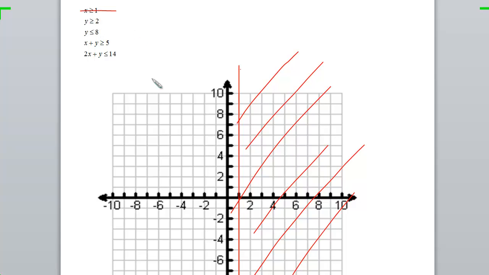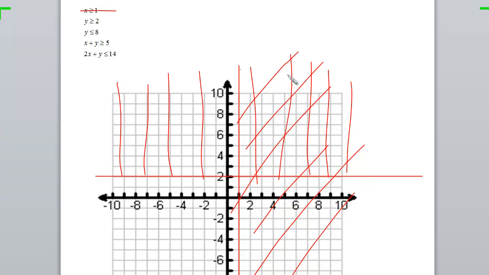So that one's done. Second one, y is greater than or equal to 2. This is going to help us in the next section when we begin talking about linear programming. Y is greater than or equal to 2. So that is a horizontal line. There's only a y in the inequality, so it only touches the y-axis. And that's at positive 2. So a horizontal line. Again, we're talking about values greater than. So that is all of this above it.